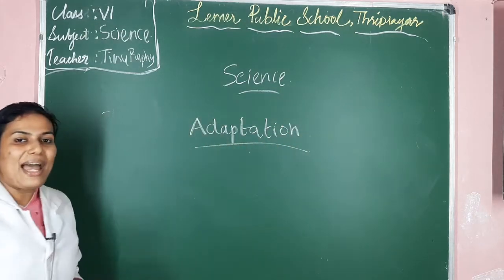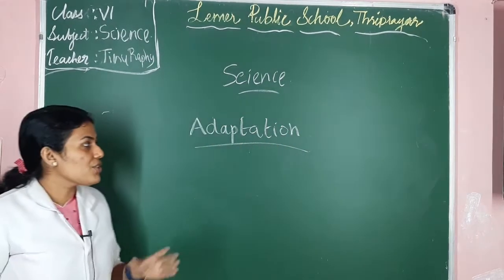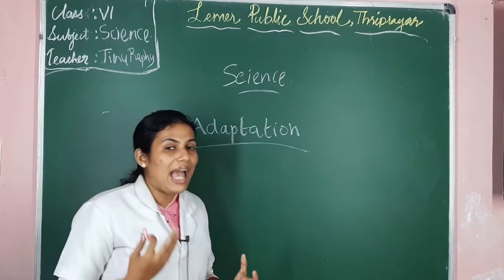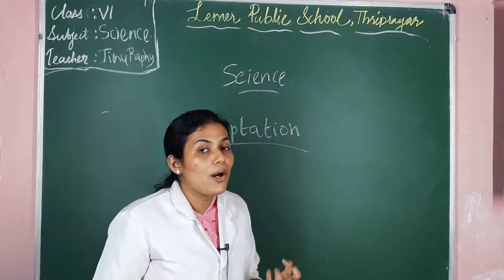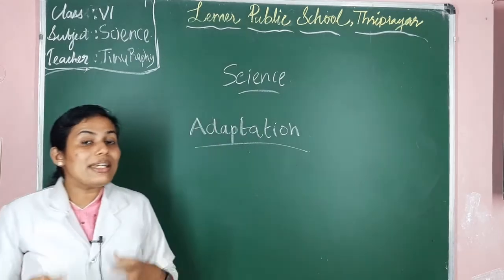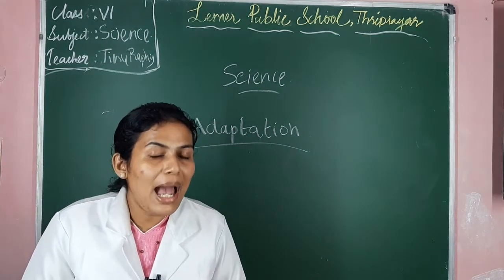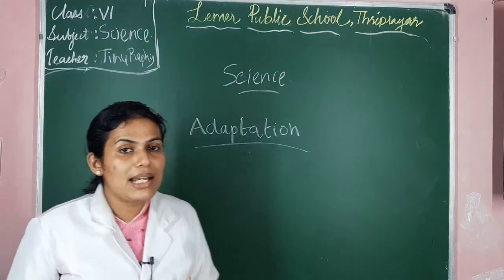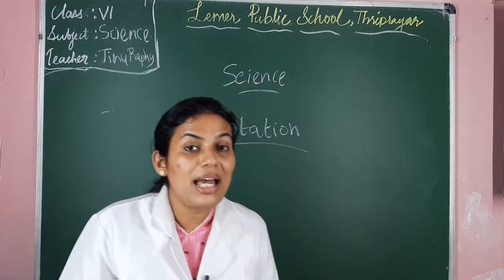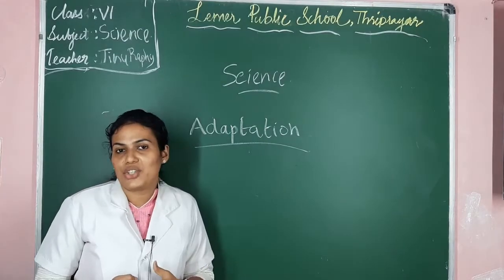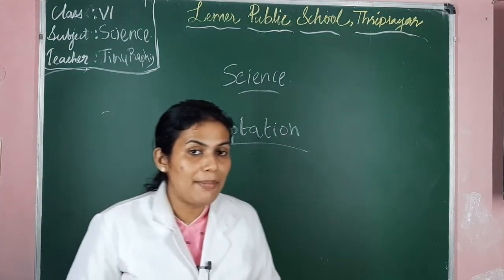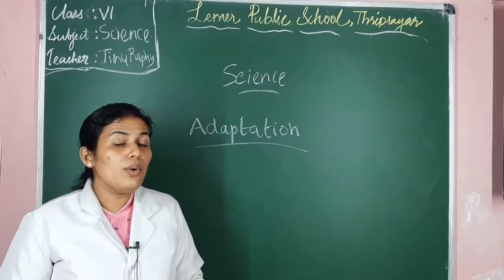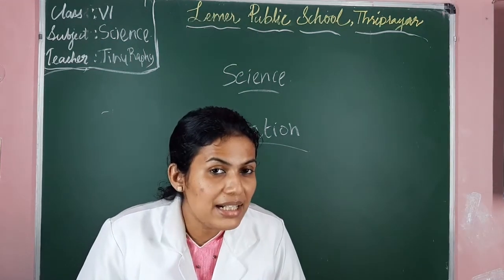Now what are adaptations? Adaptations are the features or the characters shown by the organisms in order to live in a particular habitat. The characters or the features shown by the organisms in order to live in a particular habitat is what we call adaptation. So teacher will give you a few examples. First, we need to know what is a habitat. What is a habitat, dear children?